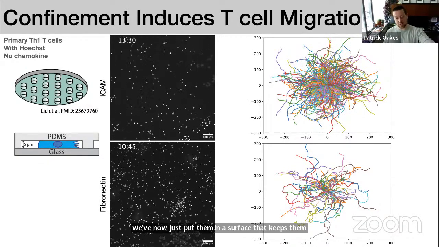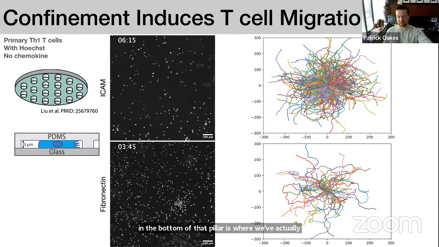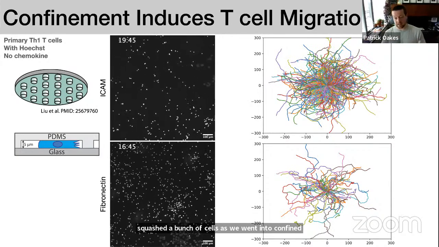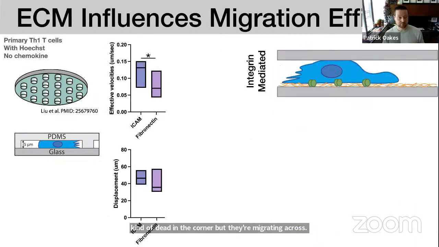And you can actually see at the bottom that pillar is where we've squashed a bunch of cells as we went in to confine them. And that's why they're all flattened out and then kind of dead in the corner. But they're migrating incredibly fast, basically equivalent to what we see on ICAM, but now they're just on fibronectin. Right, and so we can do some measurements of various characteristics of migration.